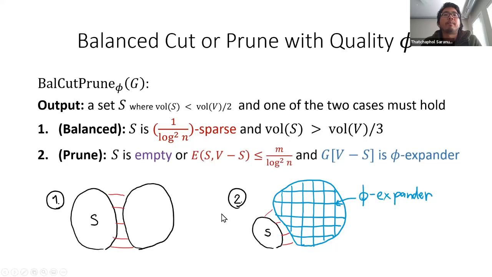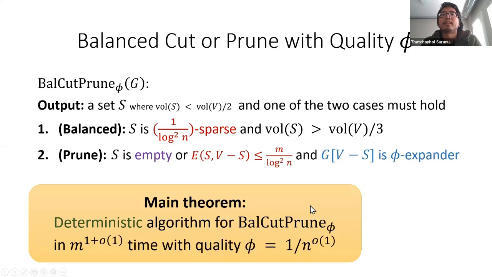On the other hand, you can return S that can be small, even empty, that's fine. Otherwise, we need that the number of edges going out of S to be quite small. But the most important thing about this case is that the complement of S must be an expander. Like the complement of S here induces an expander, right? So it's like a variant of the well-known balanced cut problem, but in the case that you don't return a balanced sparse cut, you guarantee that you might just remove some small set and the rest of the graph is an expander. So that is the subroutine.